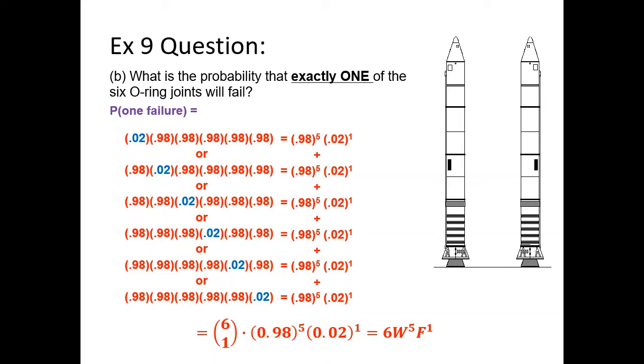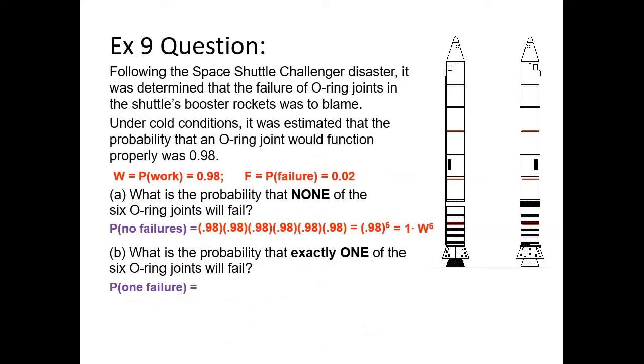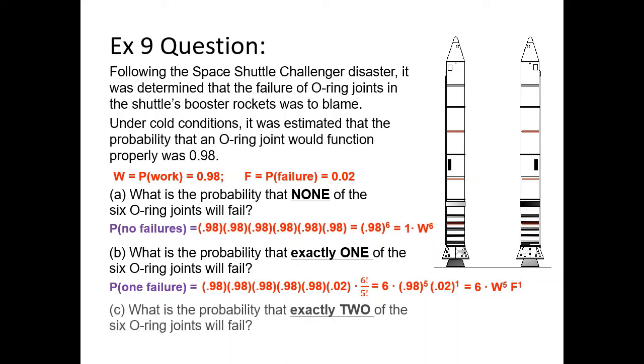So the ways that you can choose 1 to fail out of 6 is the same thing as a combination of 6 choose 1. And so that will give us 6, and then times 5 of the successes and 1 of the failures. All right, so like we saw on the last slide, we have 6 times W to the 5th, and then F to the 1, knowing, of course, that W stands for the probability of it working, and F being the probability of failure.